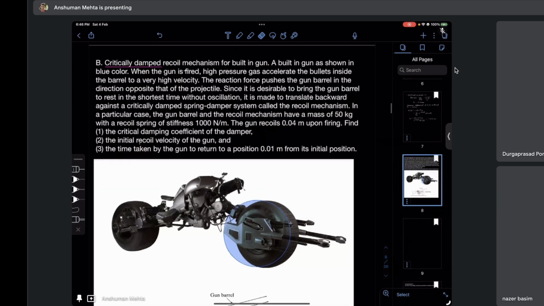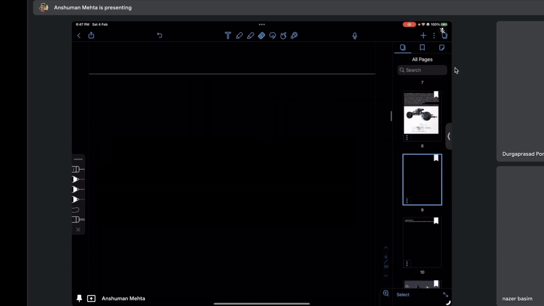At this point, I think a question was asked. Durga Prasad asked, can you give me an example of an underdamped system, undamped system, and critically damped system? Okay, we'll come to that. Before that, we will start the question. We will first write whatever is given.